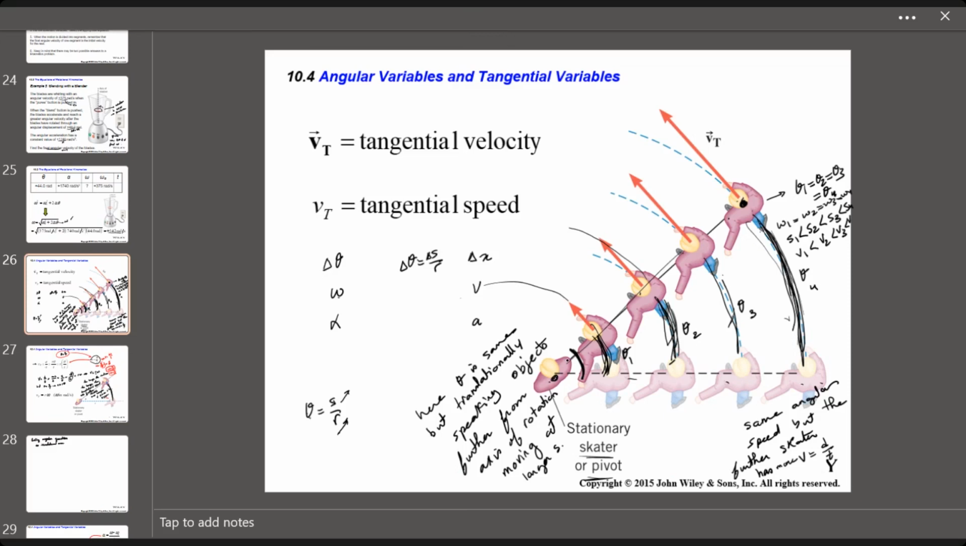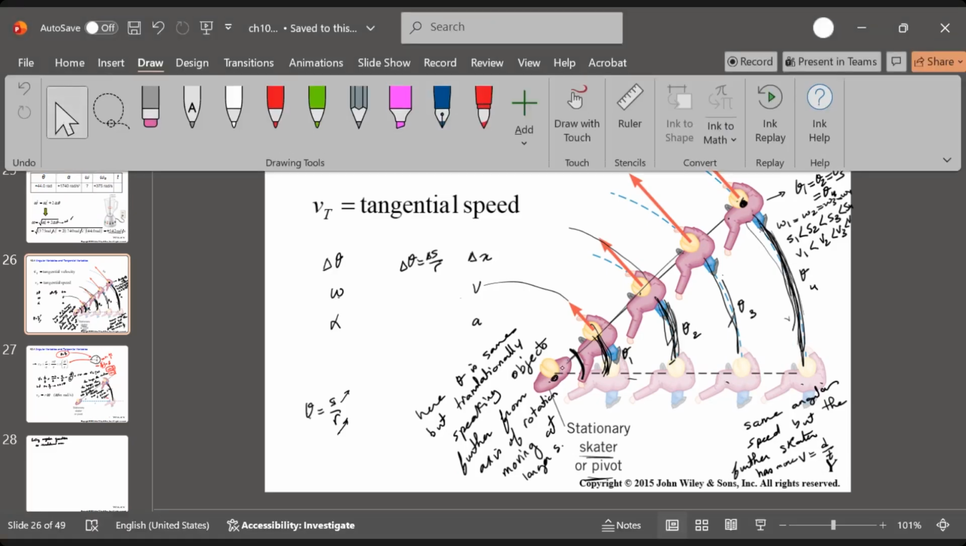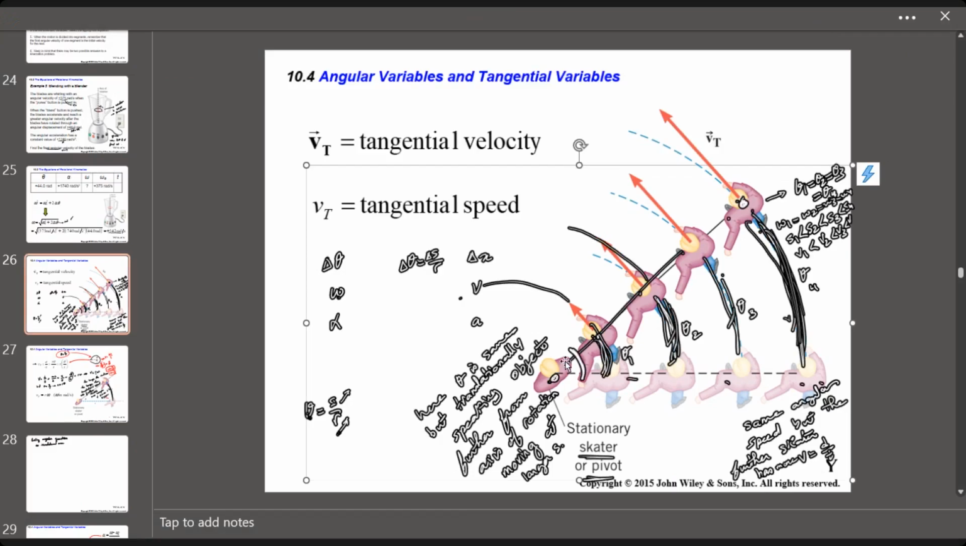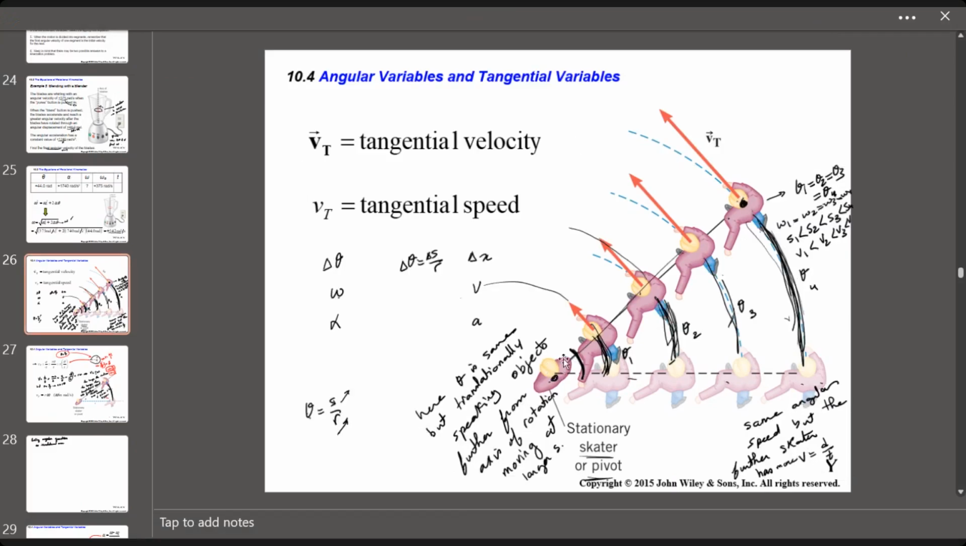Can you see my cursor? Yes, I can see it. Okay, let's see if I change it to this one. Can you see it now? Yeah. Yes. All right, great.